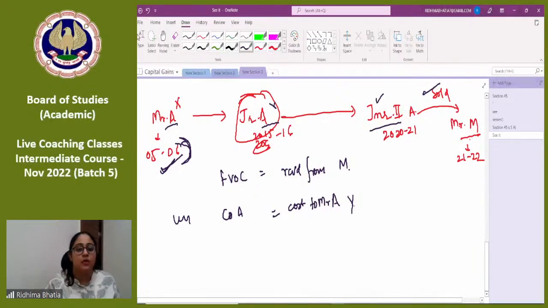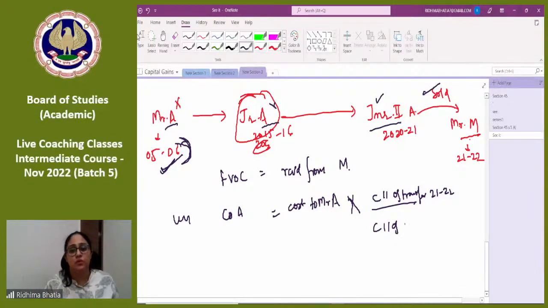Then, what would be the CII? CII of the year of transfer, which is 21-22, and CII of the year when the asset was first purchased by the previous owner. The previous owner purchased it in 5-6. Okay. So hence, now you will calculate the capital gain.